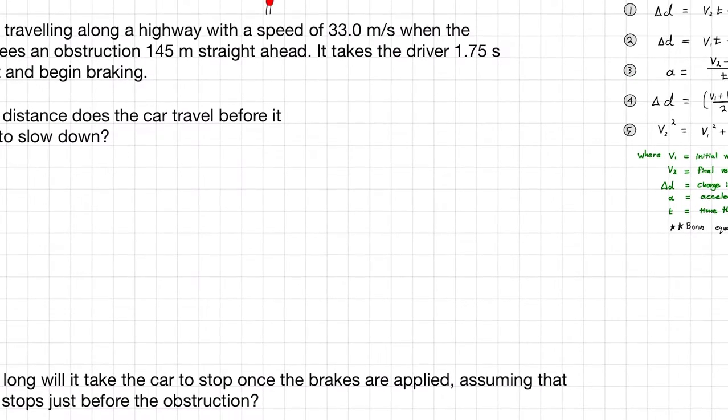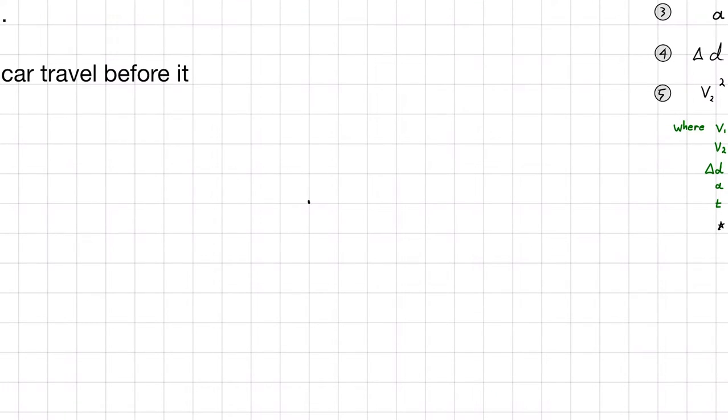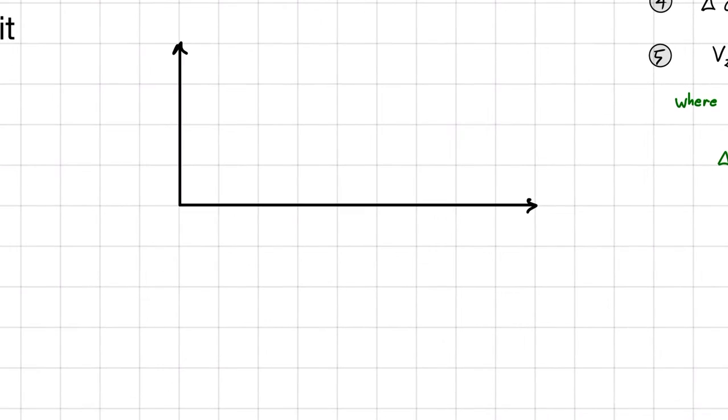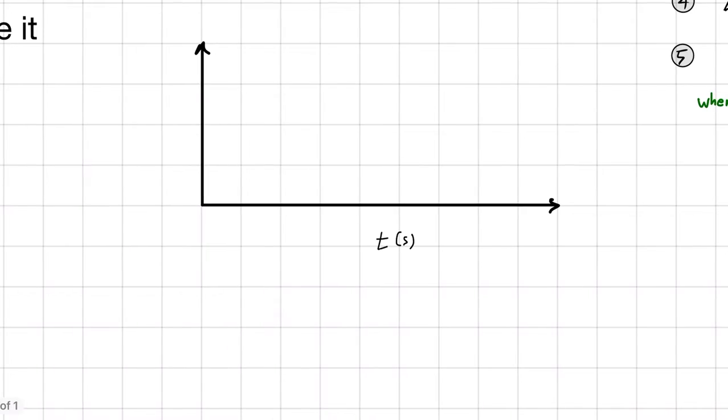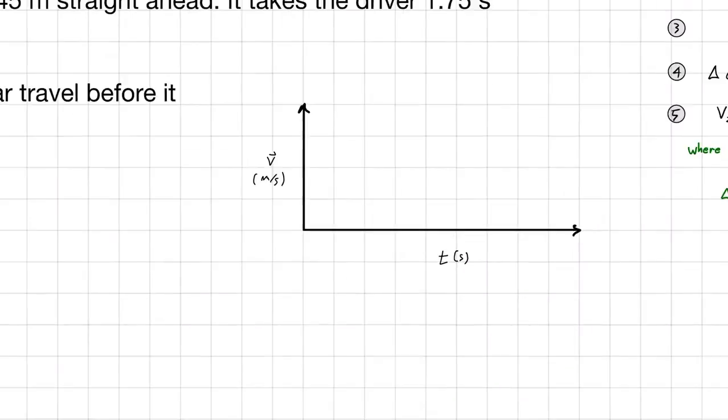After reading the question, the first thing I want us to do is visualize what's happening. A good way to do that with these problems, even though it's not asking for it in the question, is to sketch out a rough velocity time graph. So I'm going to draw a little velocity time graph here. It doesn't have to be too accurate or too fancy, but we put time on the x-axis and velocity in meters per second on the y-axis.